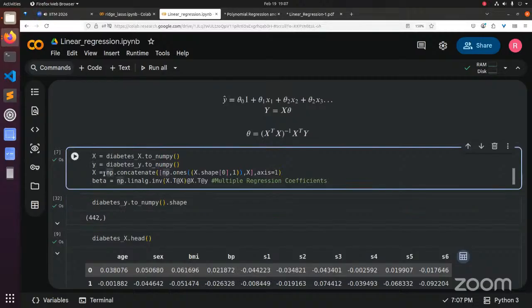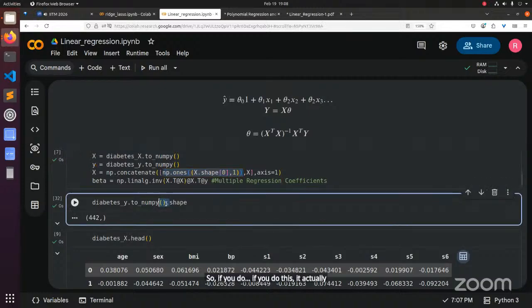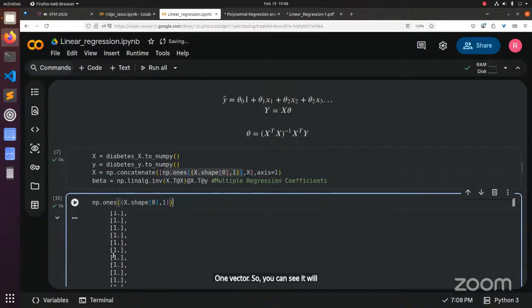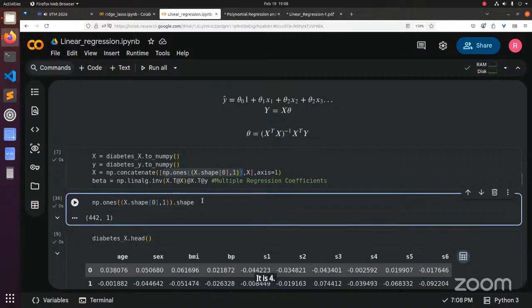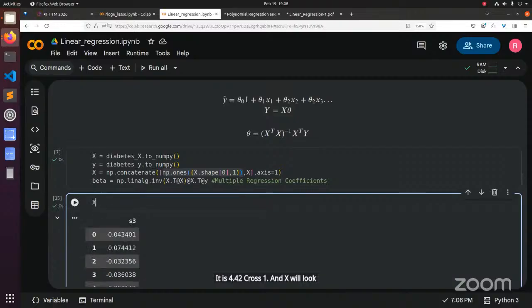And in x, you have to concatenate the size, the x, the ones and x. If you do this, it simply creates one vector. You can see it will create this one vector. It is just adding one everywhere. And if you see the shape of it, it is 442 cross 1. And x will look like this.